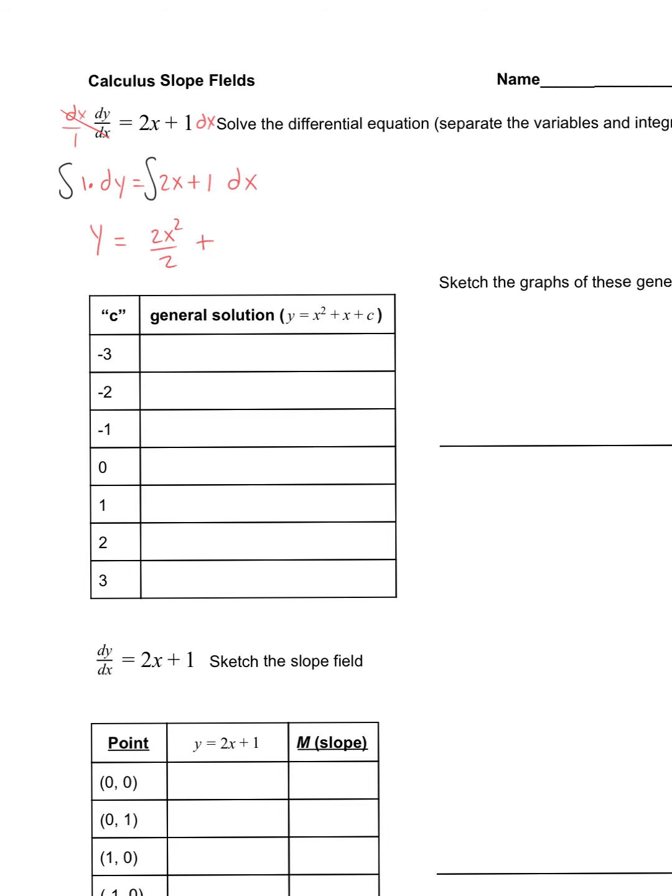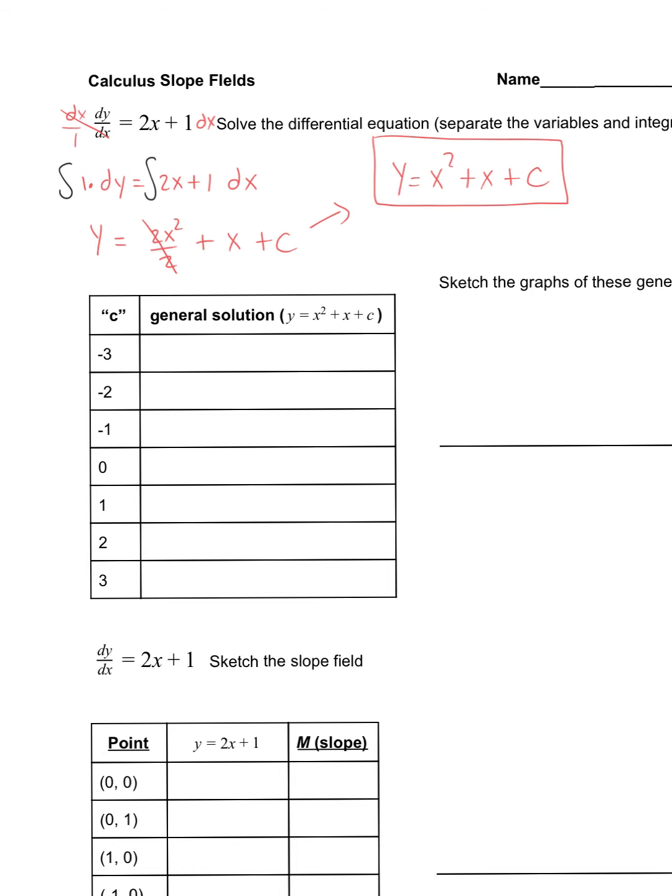The antiderivative of 1 is just x, and of course plus c. So we're going to simplify that. We get y is equal to x squared plus x plus c. So that is one way to solve a differential equation: separate and integrate. Now we are going to use slope fields.